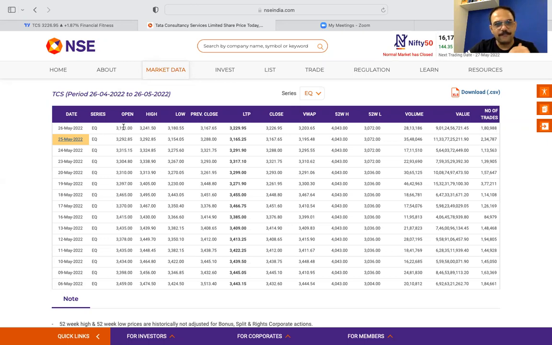TCS for today started trading at 9:15. The trading happened at 3191, and at 3:30 TCS was being traded at 3226. Is the close higher than the open or lower than the open? At 3:30, the closing price was higher or lower? Higher, right? So we will be forming a green candle.